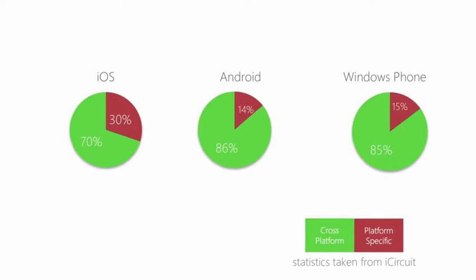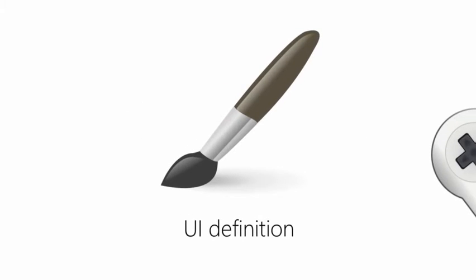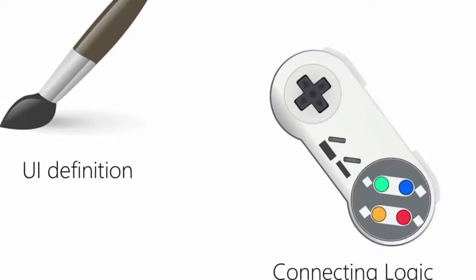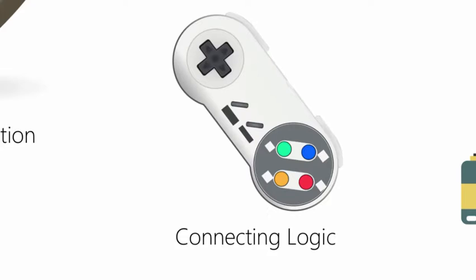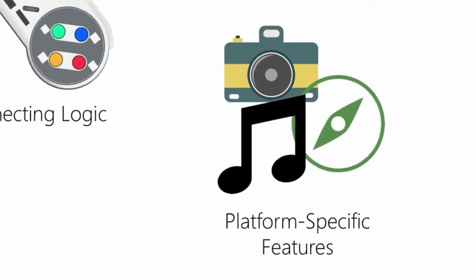Here in this slide, we have a real example of some statistics taken from a published application written with Xamarin. The platform-specific code is shown here in red. On average, there will be anywhere from 15 to 30% of our project that's going to be platform-specific. This often includes the UI definition, particularly if you're not using Xamarin Forms, controller code to get from the UI into our core logic, and then any platform-specific services that are necessary to run our application.